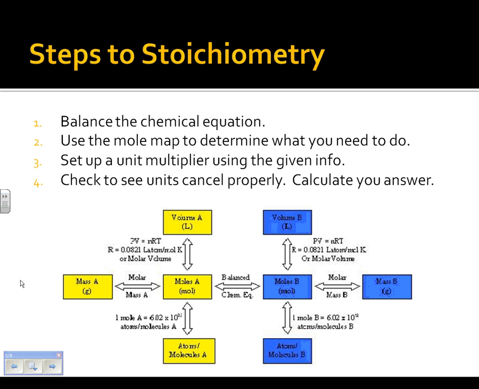Next, you look at the mole map and find which box you are starting with and which you are trying to get to. The path you find will tell you which conversions to use. Using the given information from the previous step, set up a unit multiplier. Make sure all units cancel before proceeding to any calculations.